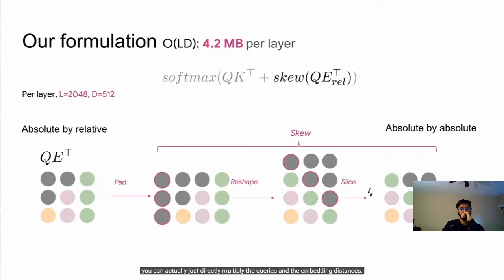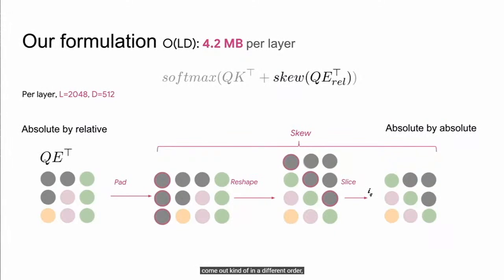What we realized is you can actually just directly multiply the queries and the embedding distances, and they come out in a different order, because now you have the queries ordered by relative distance, but you need the queries ordered by keys, which is an absolute by absolute configuration. So what we could do is just do a series of skewing to put it into the right configuration.